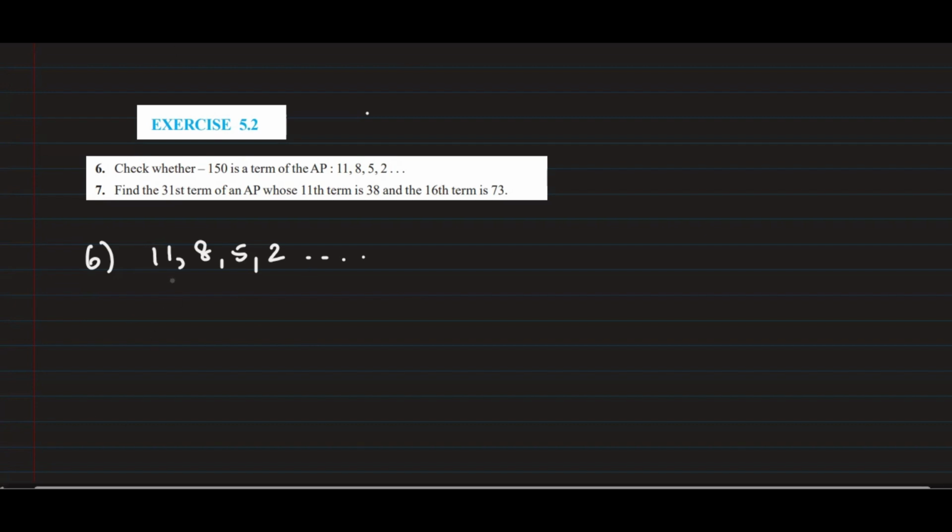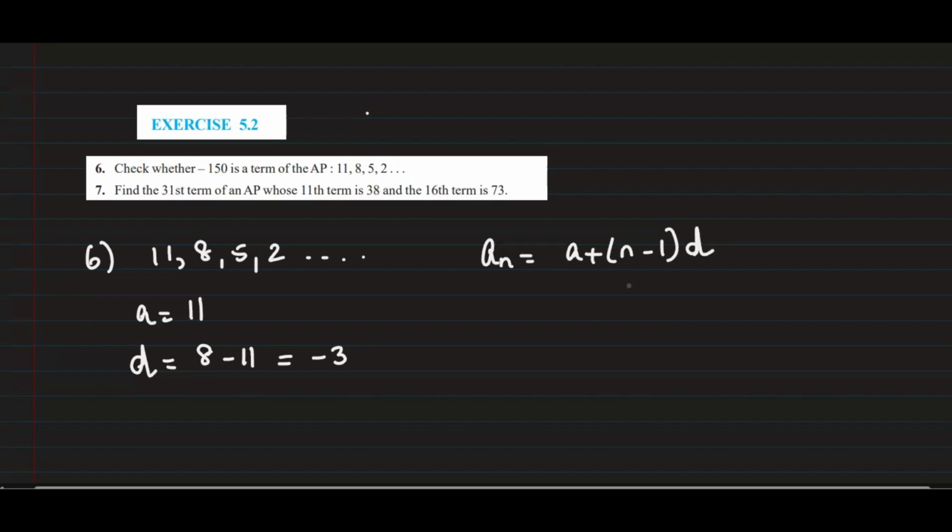So the first term will be a, which is 11. The d value is equal to the second term minus the first term, so 8 minus 11 will become negative 3. So the value of a is 11 and d is equal to negative 3. Now, the nth term a_n is equal to a plus (n minus 1) into d. We'll have to find n. Okay, a_n is equal to negative 150.